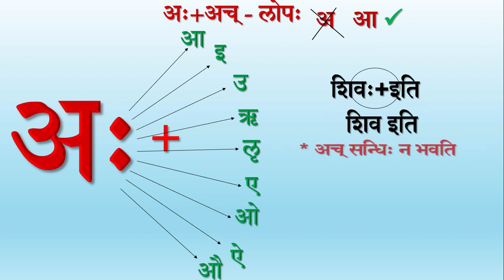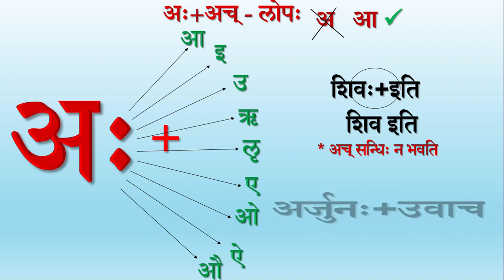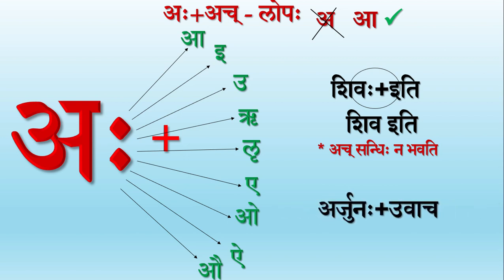Always remember that ach sandhihi never occurs after lopaha. Here Shiva and iti don't combine to form Shiveti. We've got another example here. It says Arjunaha plus Uvacha. We have aha followed by u. So according to our rule, visarga disappears and our word now becomes Arjuna Uvacha.